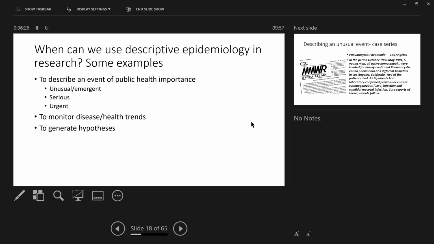Sometimes you have an idea and you're not going to embark on a large, complex study. You want to collect some data and describe it to see whether the description fits your theory, your hypothesis. And then once you generate the hypothesis, you can test it using an analytical model.